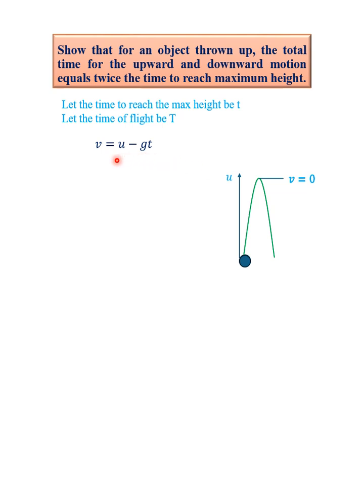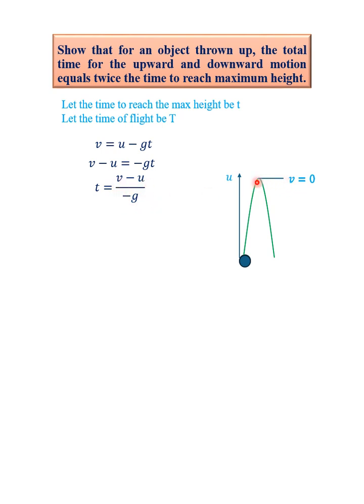We are trying to find t, the time to get to the maximum height, right? So let's make t subject of formula. To do that, we are going to have v minus u, if this crosses over, becomes negative u, equals negative gt. To obtain t, we have to divide both sides by g, or divide both sides by negative g, right? So we have that t equals v minus u all over negative g.